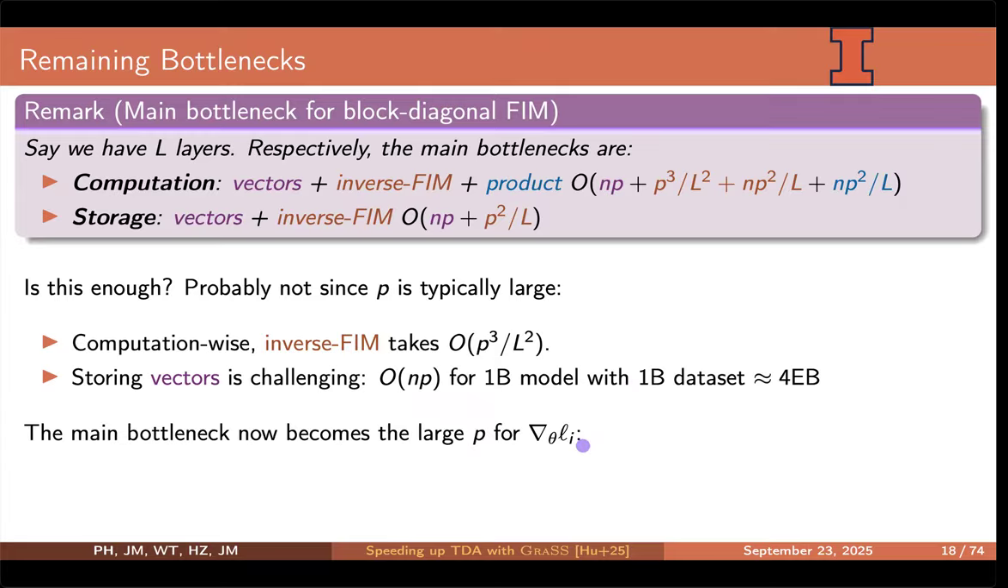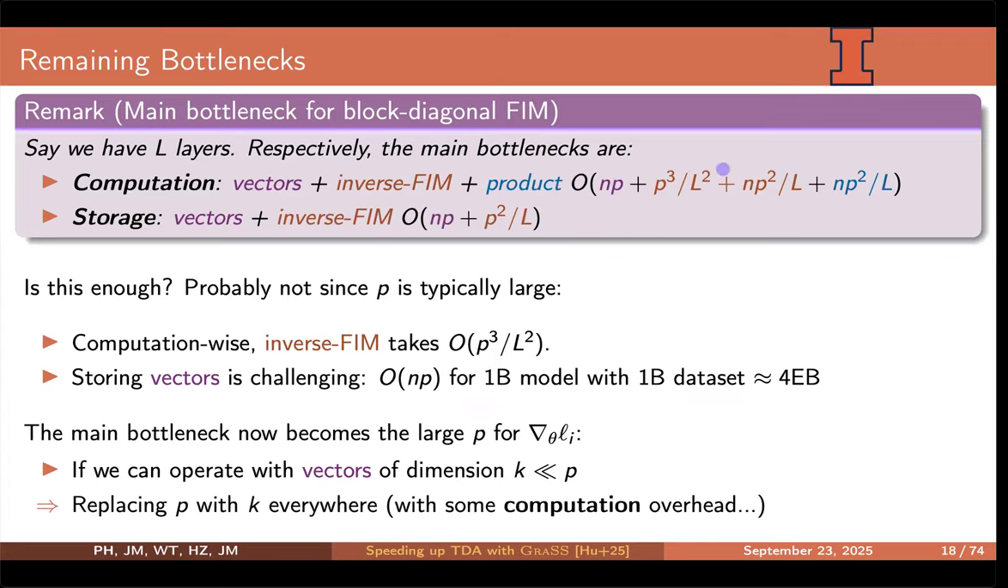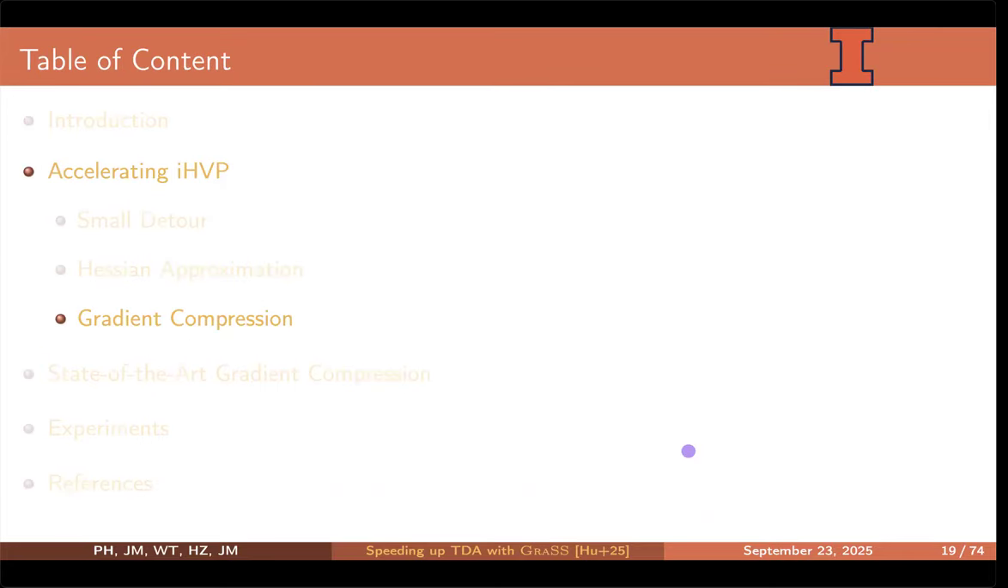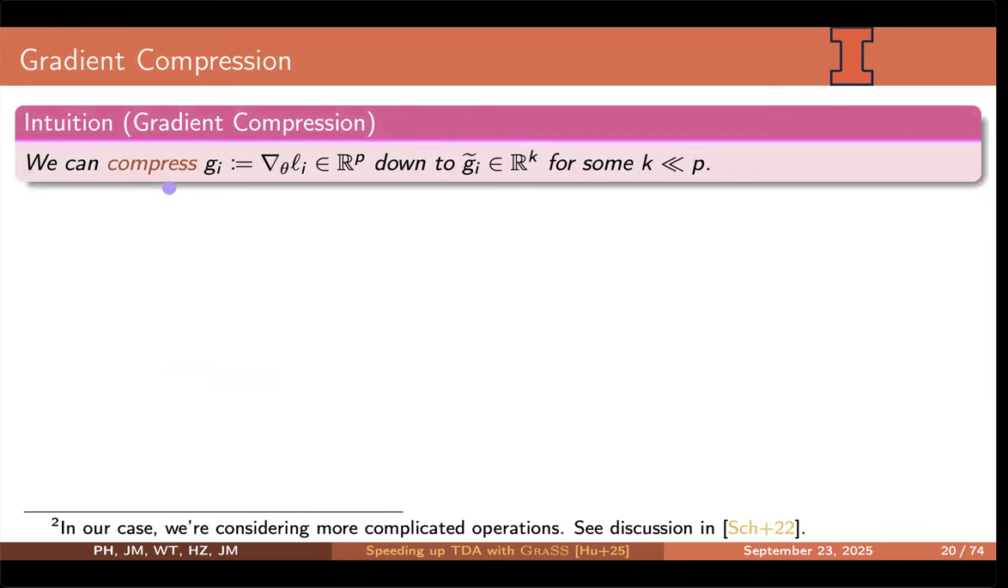So the main bottleneck now becomes the large P for this per sample gradient calculation or storage. So a natural direction we should think about is, if we can operate with vectors of dimension k, which is much smaller than P, then we should be good. Basically, that means we can replace all the P in the above computation or complexity by k, with probably some computation overhead to do this compression step to compress vectors down to smaller dimensions. So this is exactly what we're going to talk about, which is so-called gradient compression. The intuition is literally just what I said: you want to compress the gradient, which I'm now going to denote as g_i, down to some g tilde i, which is of dimension k, that is much smaller than P.